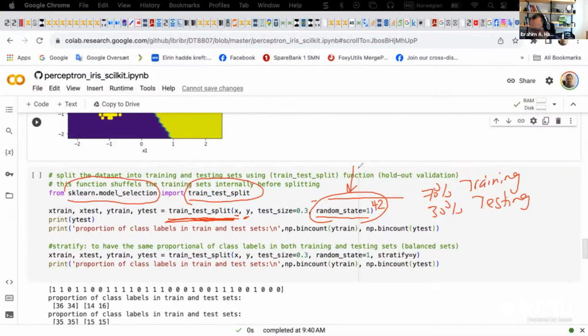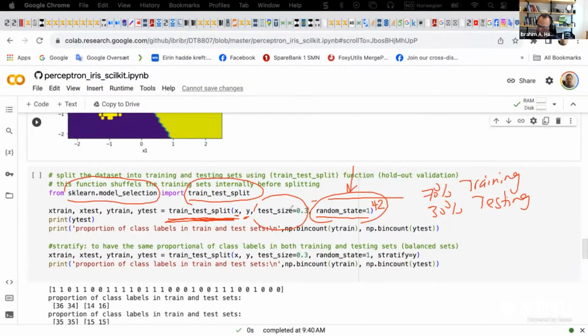So as you can see here, the output from this function will be x train, x test, y train, y test. I mean x is the inputs, the input features, and y is the labels. So the input features will be split: x will be split into x train and x test according to this ratio, and y will be split into y train and y test according to the same ratio.